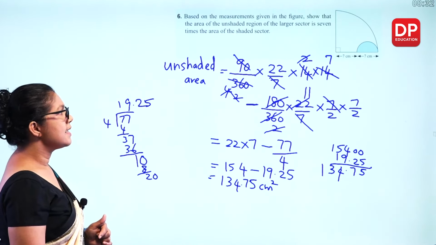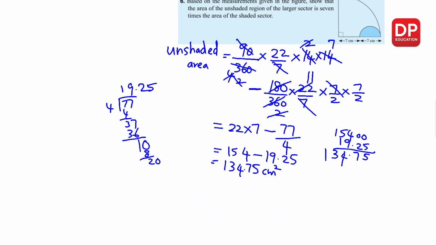Now what's the area of the shaded part? So we know the shaded part is this. So that means this part. So here I can write the shaded part. Shaded part we found 19.25.